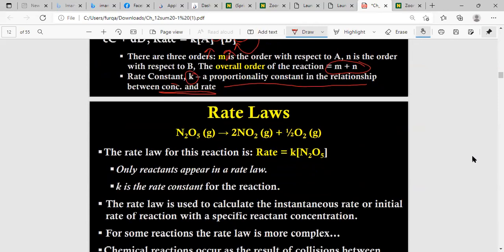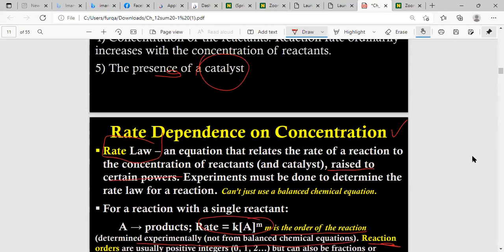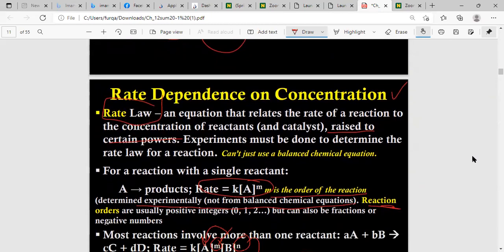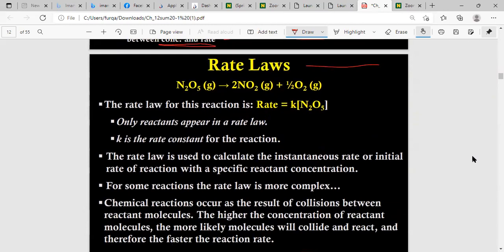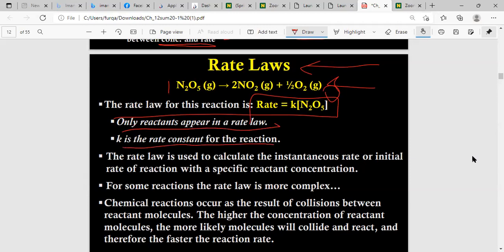Our task here: when it says that experiments have to be done, the data will be available to us. Once the experiment is done, we should be able to calculate the rate law and the rate constant. That's our task here. When you're talking about the rate law for this reaction, we are just talking in terms of the reactants. We are showing the concentration of the reactants, and because it's just a one mole ratio, you do not see any superscript here. Only reactants appear in the rate law. k is the rate constant for the reaction.